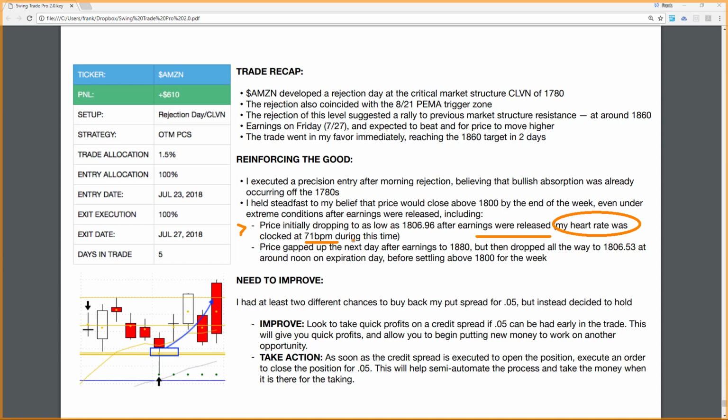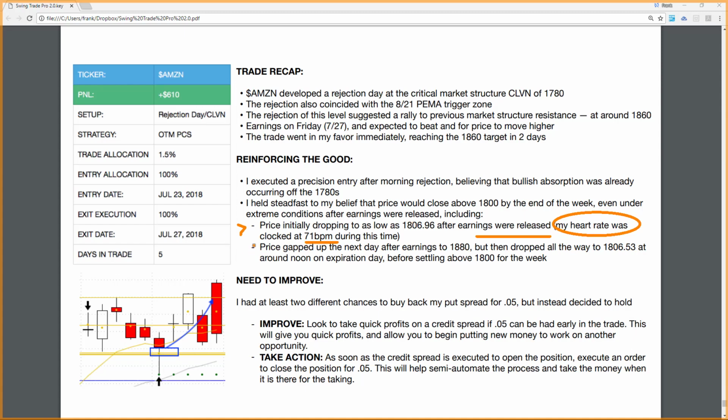Again, I have a heart rate monitor on, a Fitbit, and anytime things are getting really crazy in the market, or if my trades are going far against me, I have a habit of looking at my heart rate to see what it is. Typically speaking, my resting heart rate might be somewhere around 65, maybe the low 60s. It had only raised a little bit during that time.